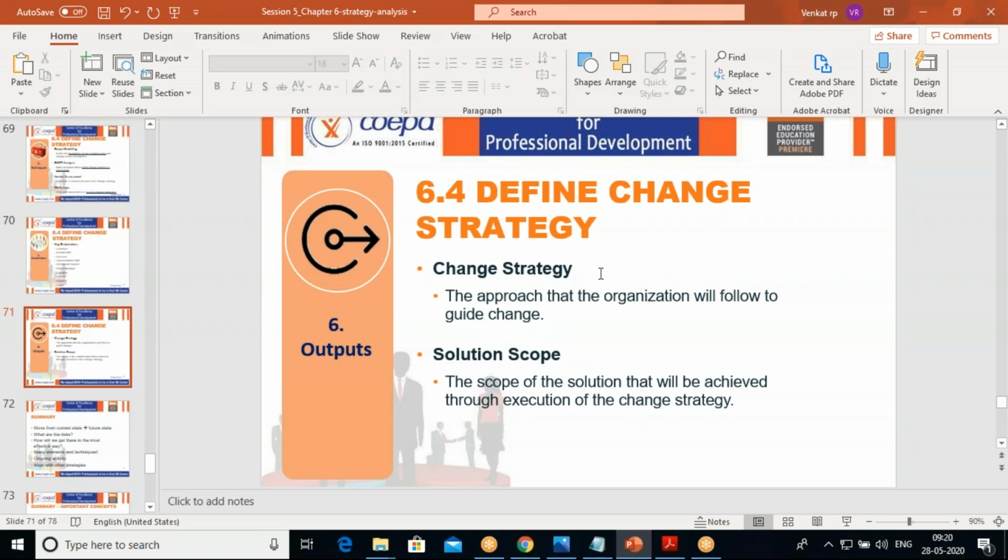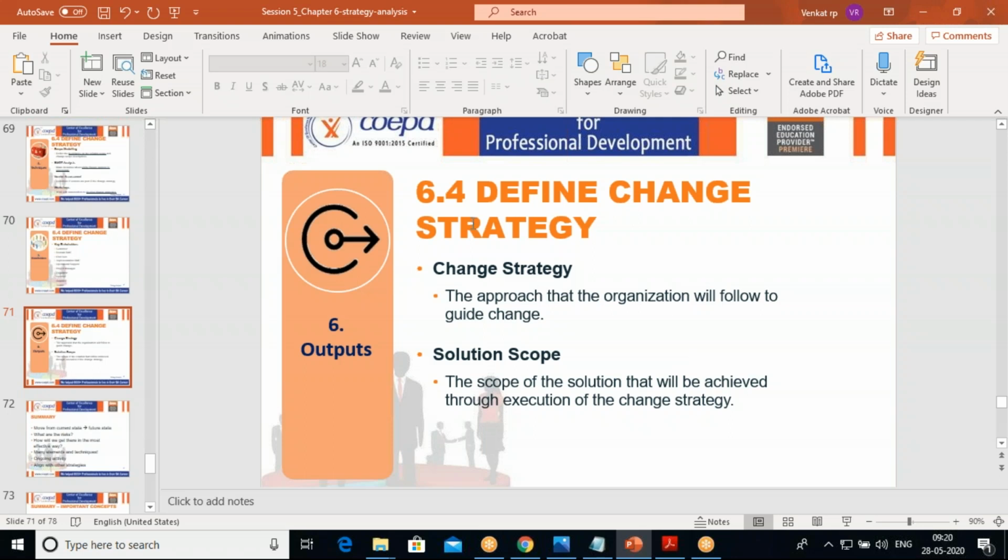One is the change strategy and the other one is the solution scope. The change strategy is the approach that the organization will follow to guide this change. And the solution scope means the scope of the solution that will be achieved through execution of the change strategy. That means how we are going to make this particular change, that is the solution scope.